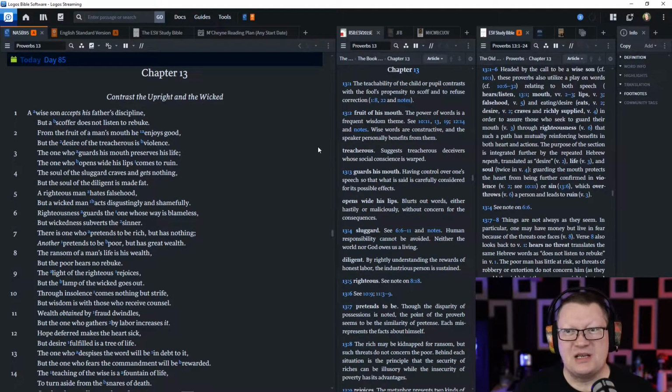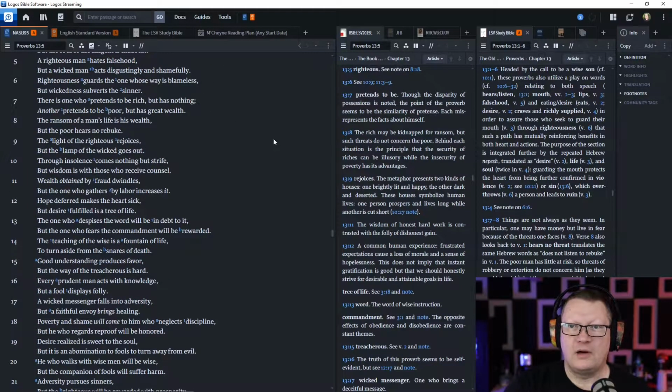A wise son accepts his father's discipline, but a scoffer does not listen to rebuke. From the fruit of a man's mouth, he enjoys good, but the desire of the treacherous is violence. The one who guards his mouth preserves his life. The one who opens wide his lips comes to ruin. The soul of the sluggard craves and gets nothing, but the soul of the diligent is made fat. A righteous man hates falsehood, but a wicked man acts disgustingly and shamefully. Righteousness guards the one whose way is blameless, but wickedness subverts the sinner.